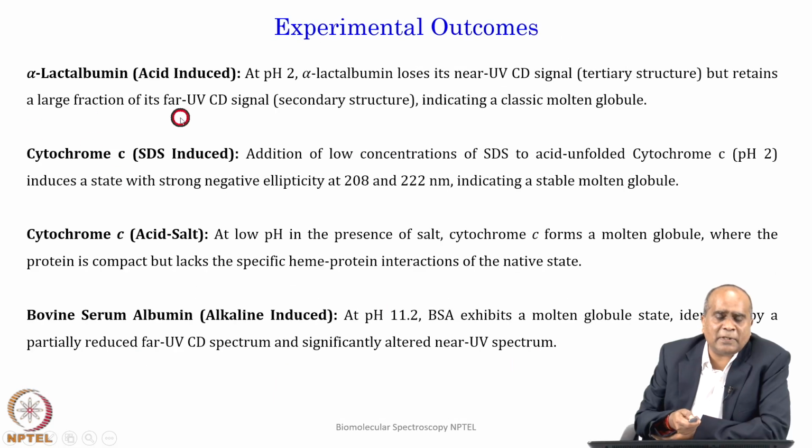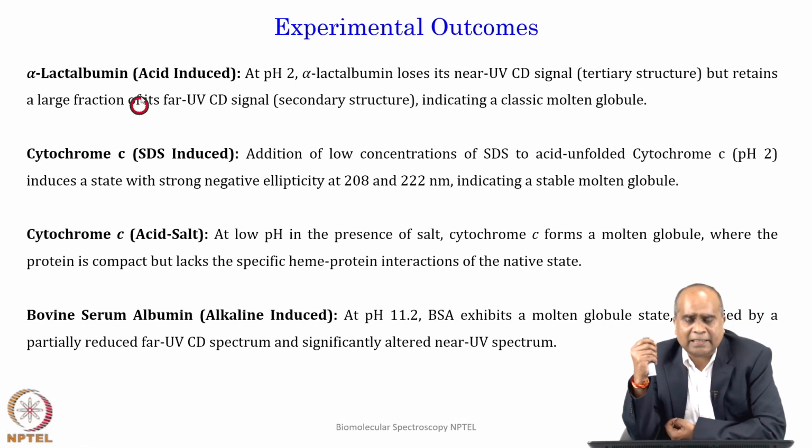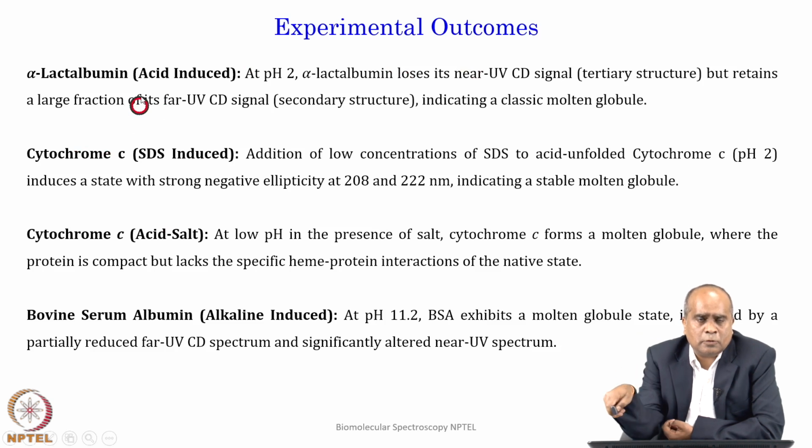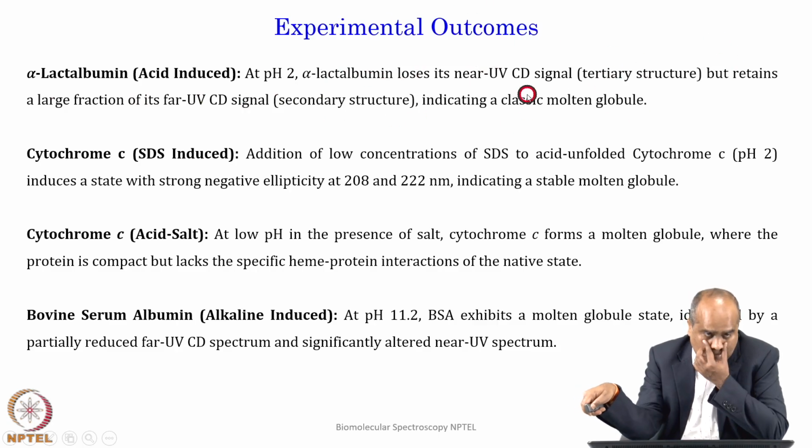So, what is the experimental outcome? We have taken lactalbumin and reduced its pH to 2. What we found is that at pH 2, lactalbumin loses its tertiary structure but retains a large fraction of its far UV CD secondary structure, indicating the classic molten globule state: tertiary structure lost, secondary structure intact.